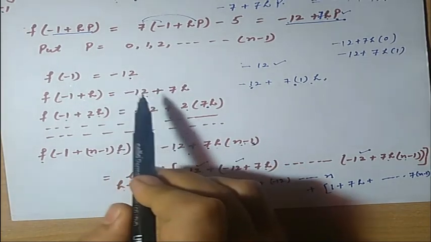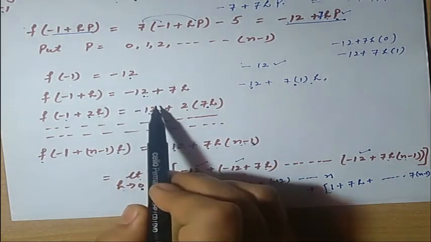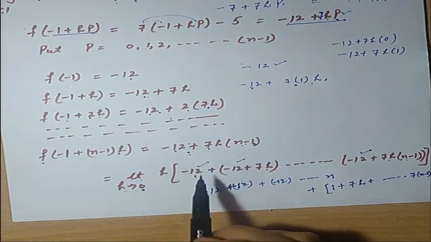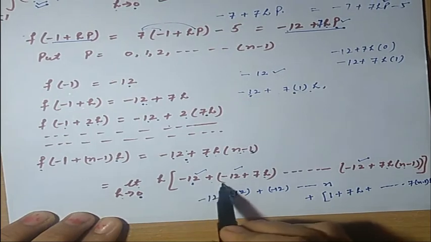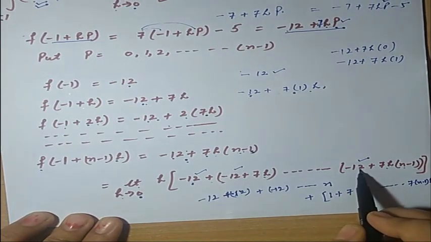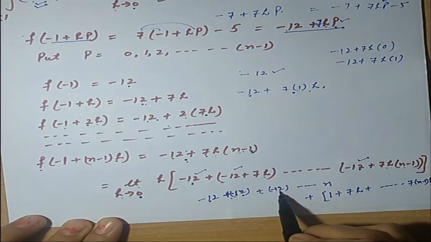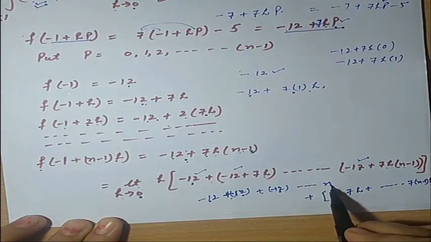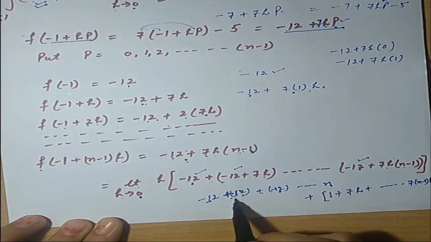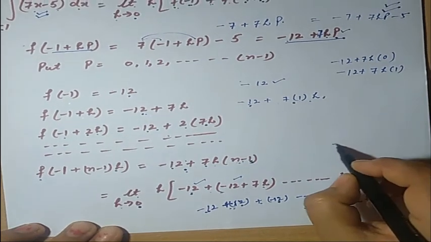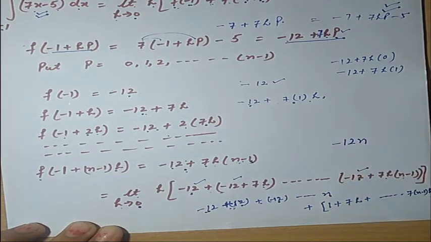Now here is the example. First value -12, then plus sign and this one, then plus sign this value, and so on. Now you can say that -12 appears n times: -12 plus -12 plus -12 up to n times. So how many times is -12 there? It is there n times, so -12n is there.